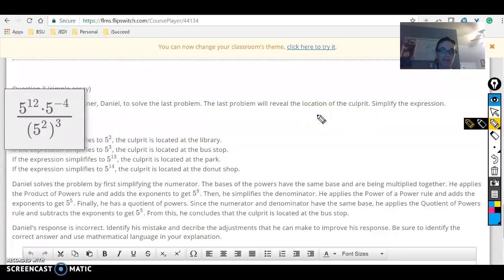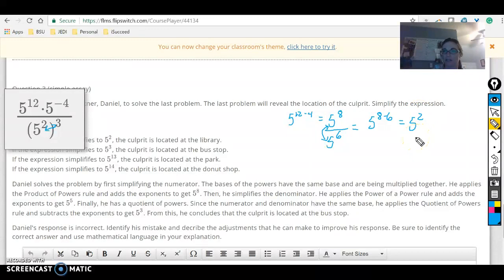That simplifies to 5 to the 12 minus 4, which becomes 5 to the 8th. Okay, and then in my denominator, remember, I can just multiply these. I've got a power to a power. So this becomes 5 to the 6th power. Okay. And now I can combine these two because I have the same bases. I can subtract the exponent in the denominator from the exponent in the numerator. So I get 5 to the 8 minus 6, which is 5 squared.